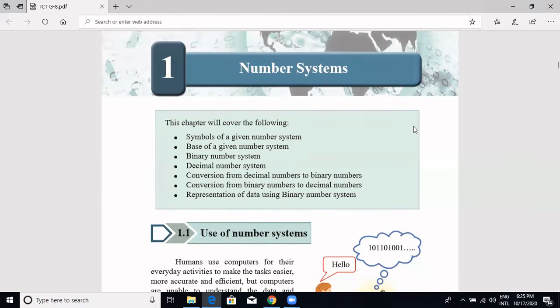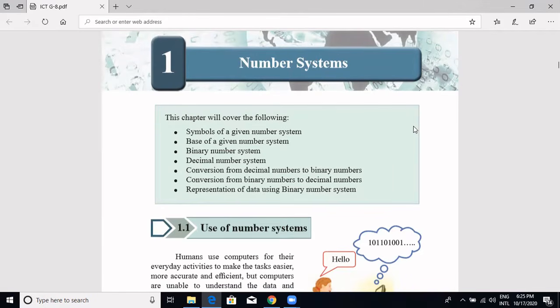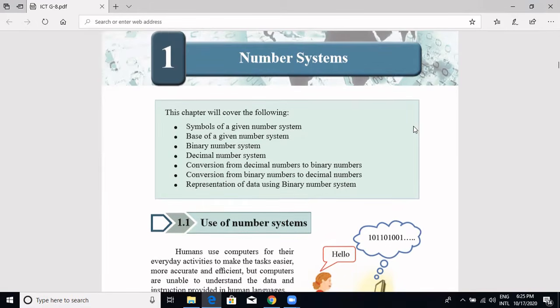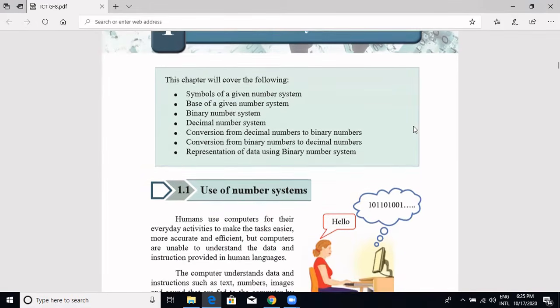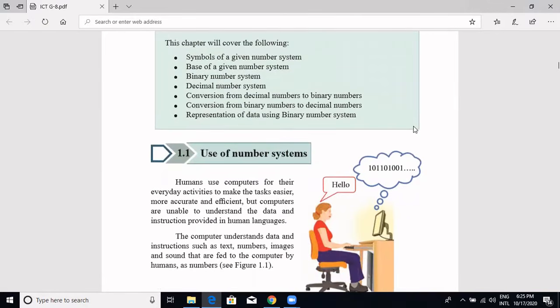This is the first chapter, number systems. This is the first time we are learning number systems in the IT learning path. Maybe you have learned these things in mathematics, but not in IT. Grade 6 and 7 didn't have any related chapter for this, so this is totally new. You can start from here onwards.